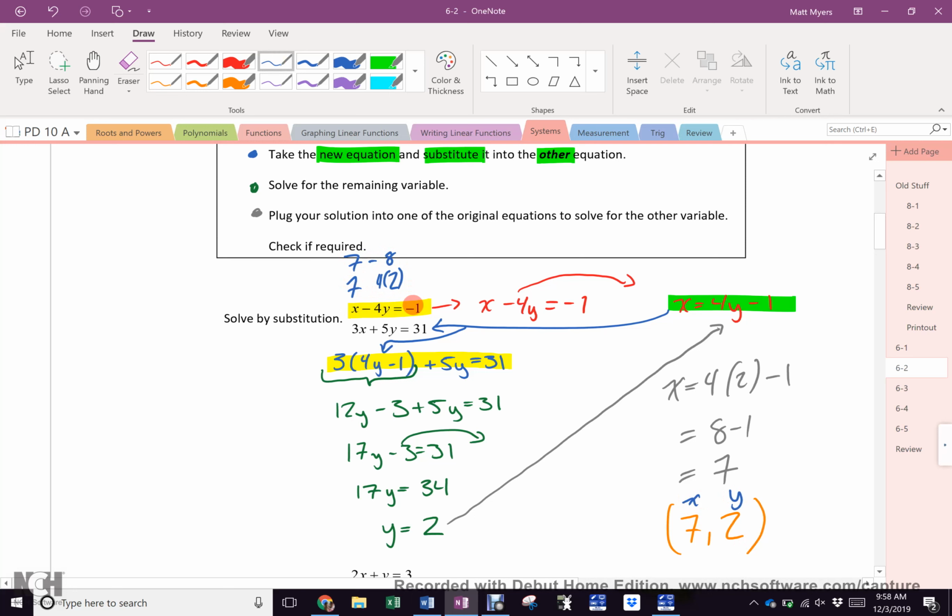Right? Except, of course, you should check both, shouldn't you? Isn't 3 times 7, 21? Isn't 5 times 2, 10? Isn't 21 plus 10, 31? So did I do it right?